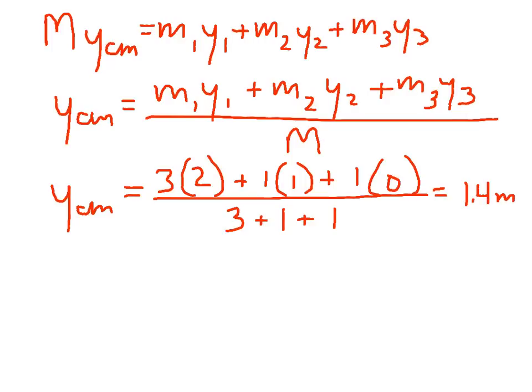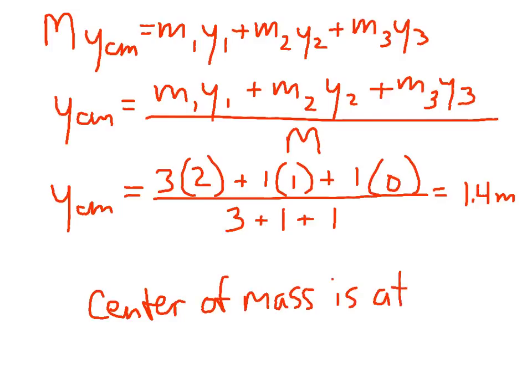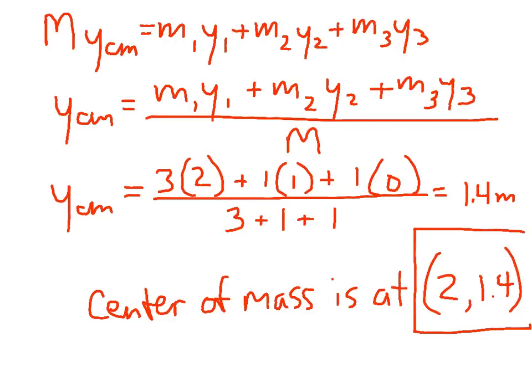So our total center of mass is located at a coordinate of x equals 2, y equals 1.4. That is our answer.